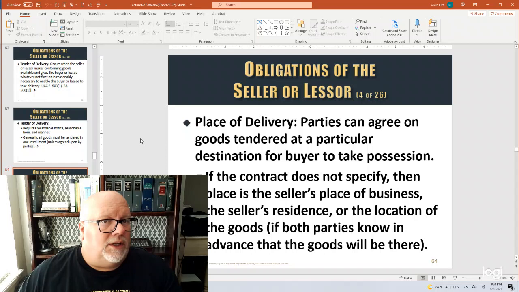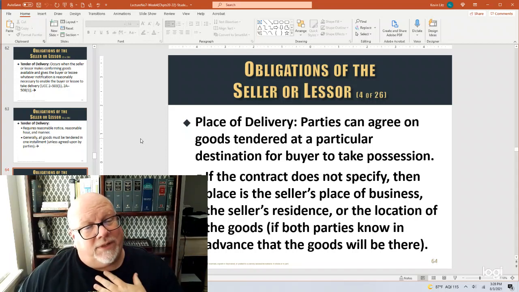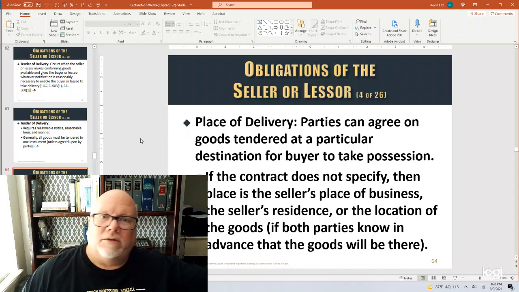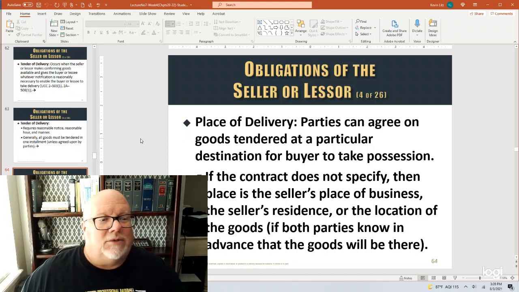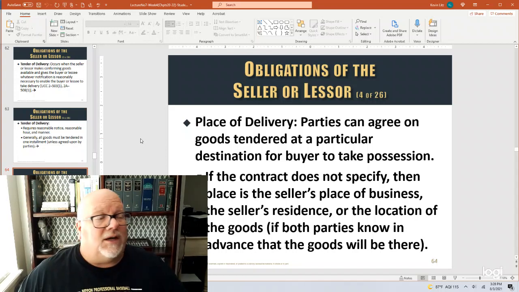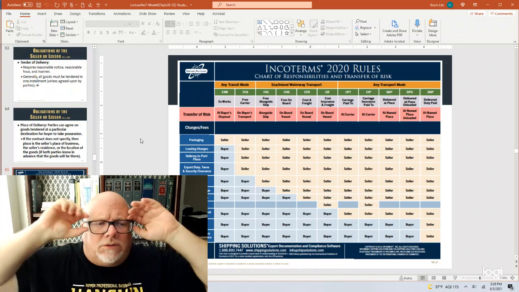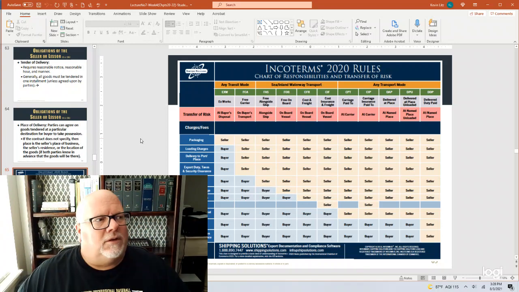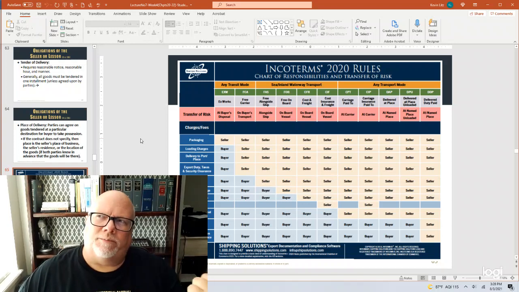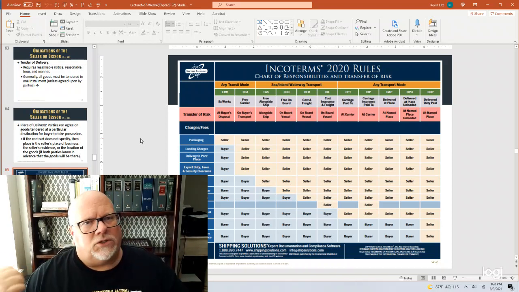We should agree where the goods are going to be delivered. Now, if we don't specify it, then it can often be considered my place of business. I'm selling to you, or location of goods if we both know they're in Iowa. Okay, but usually it's really a good idea to define those terms in your contract, because shipping and insurance can be huge costs, as you know. So get them in writing. Now, Incoterms. This is an issue of who is responsible for shipping costs and for insurance costs.